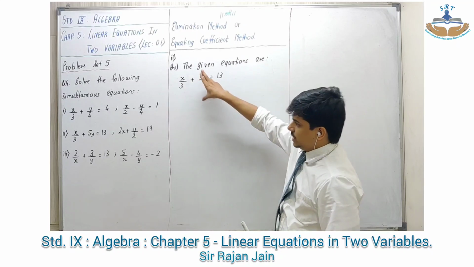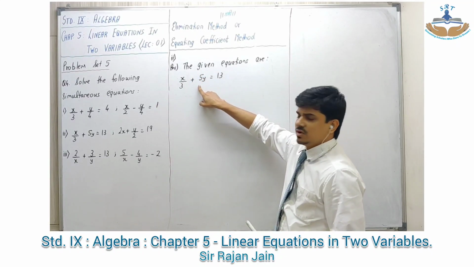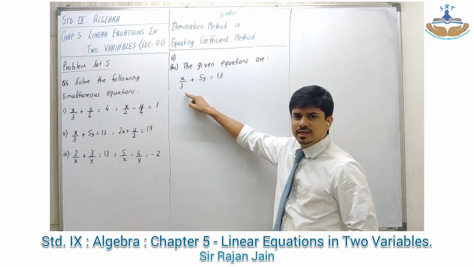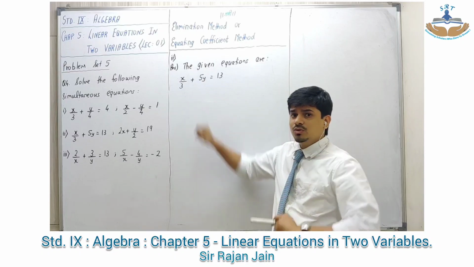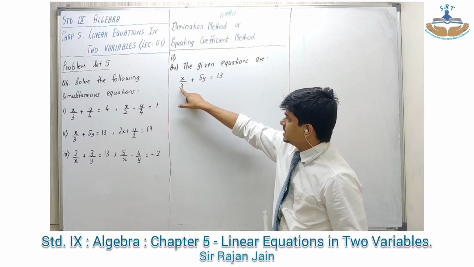Okay, question number 2 over here, second part of your question number 4. The given equations are, the first equation that is given to you is this. Over here also, there is a denominator 3. What did I tell you? To remove the denominators, multiply by the LCM of the denominators. In this case, this is 3.